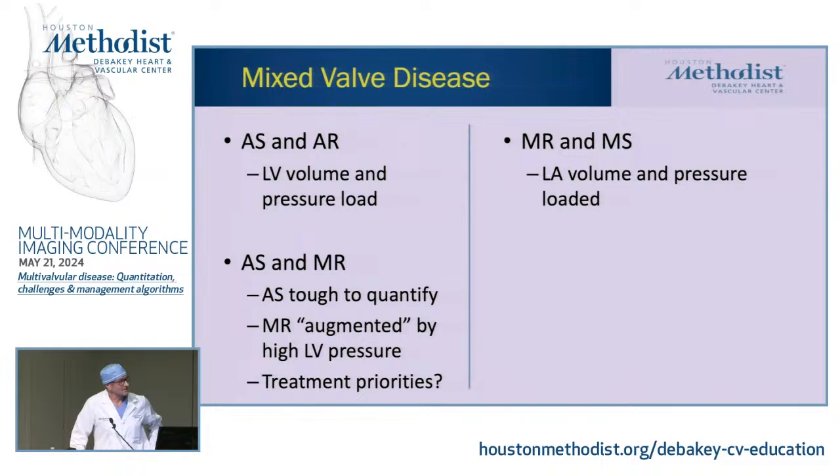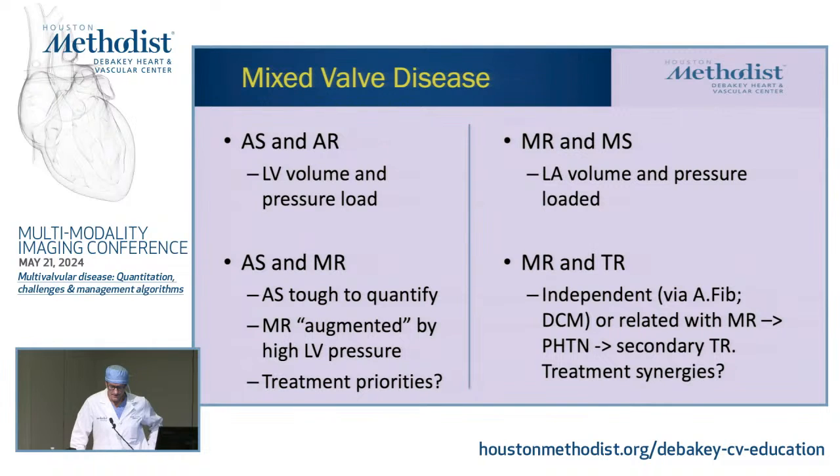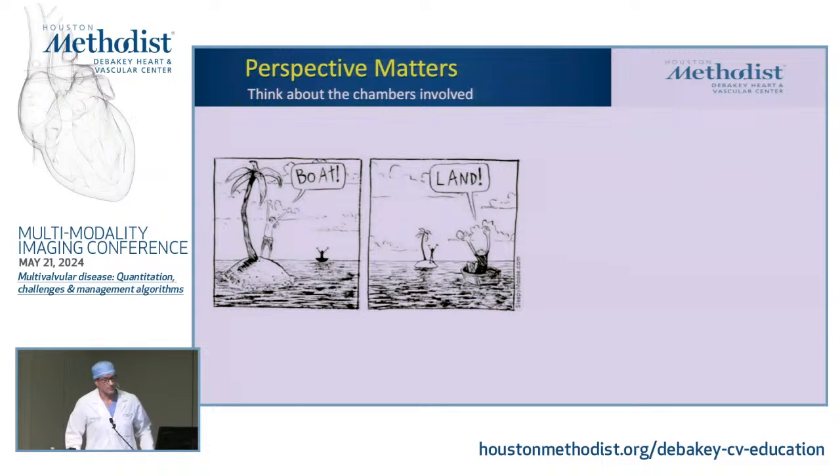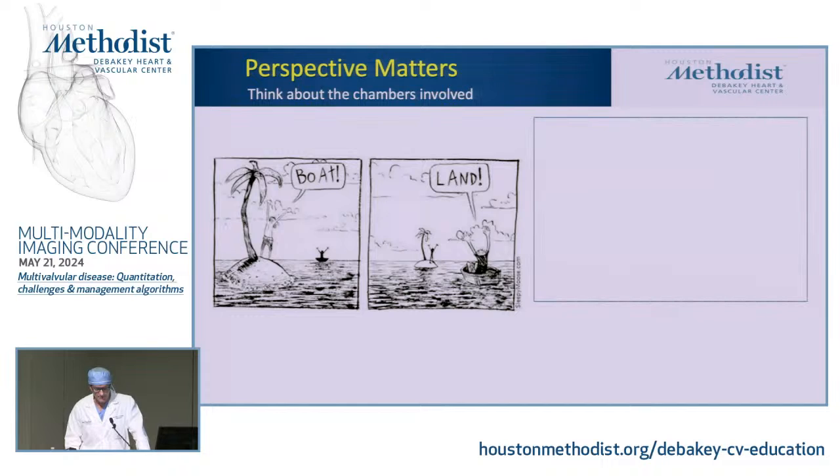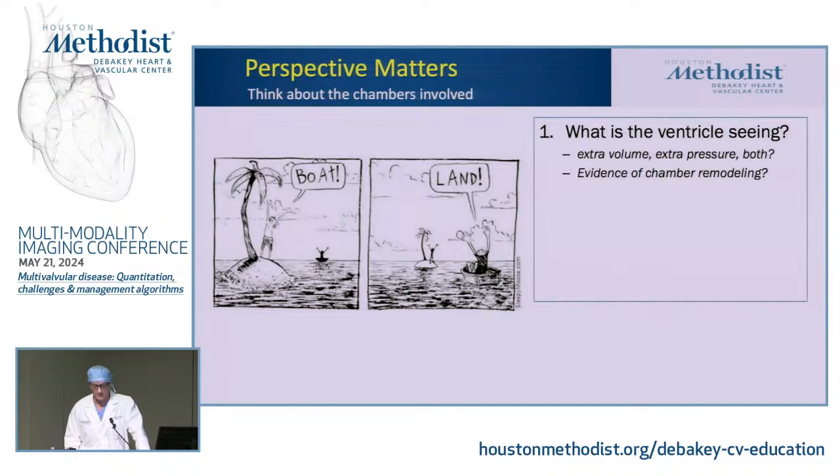MR and MS can give you a very, very enlarged LA, and then MR and TR often coexist. So the perspective matters. As you approach mixed valve disease, think about the pressure effect, think about the volume effect. Really this is to say, what is the ventricle seeing? Extra volume, extra pressure, or both?